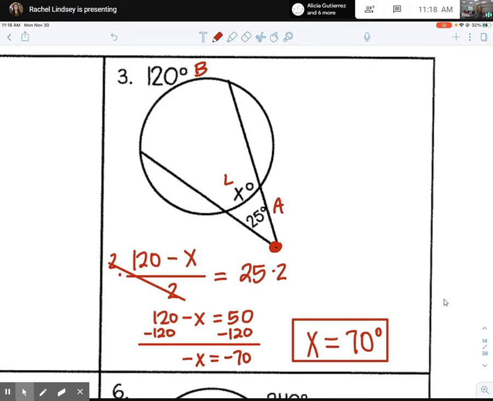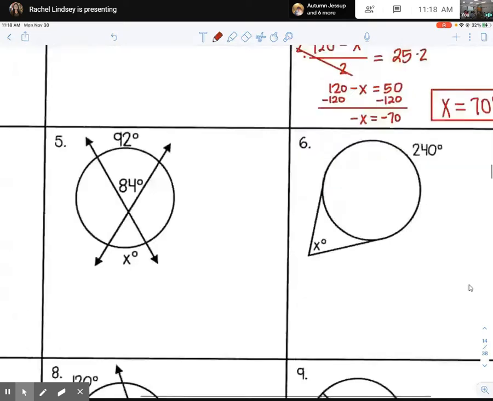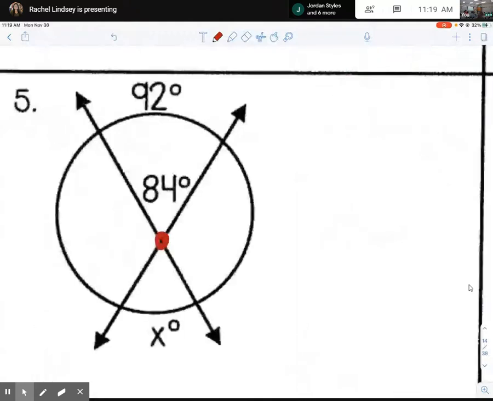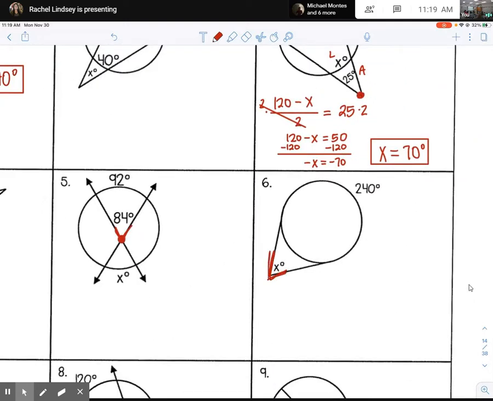Okay, number 5. Vertex inside or vertex outside? Inside. See where those 2 lines meet? That's your vertex of the angle. Where these 2 lines meet, that's the vertex of the angle.